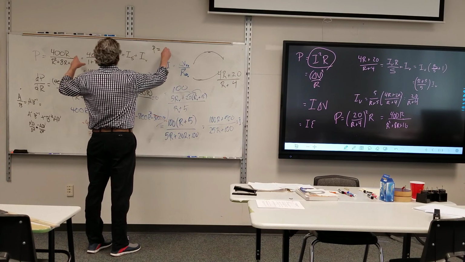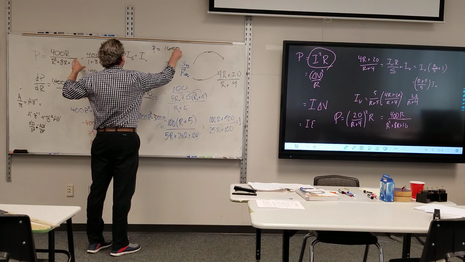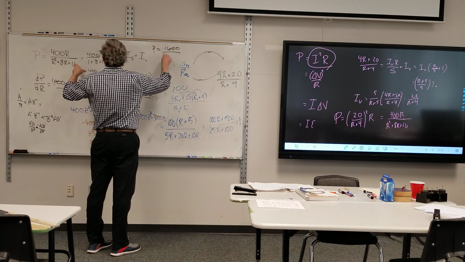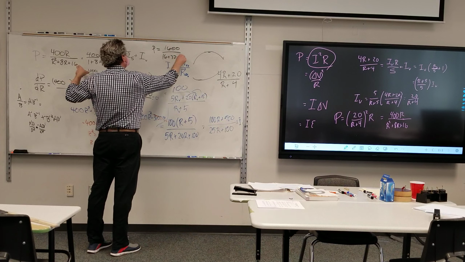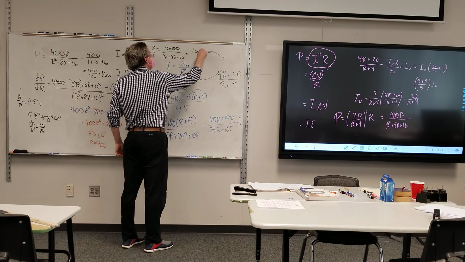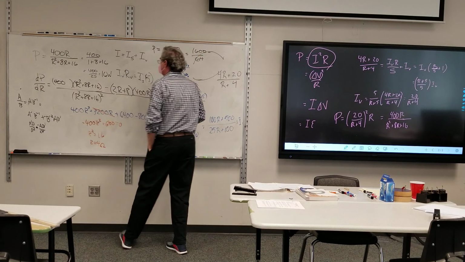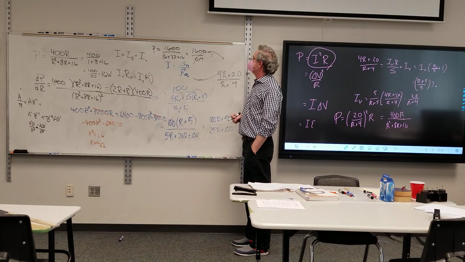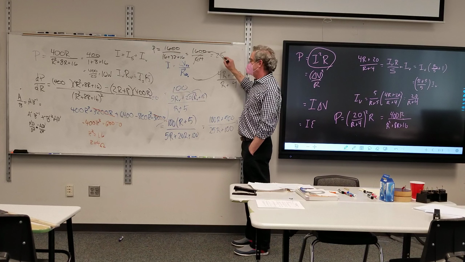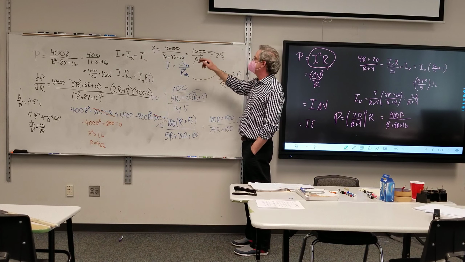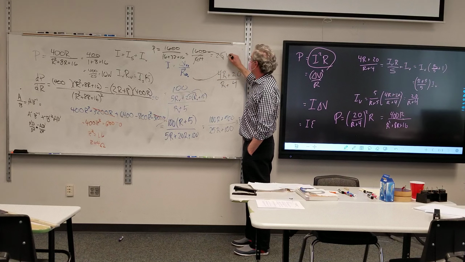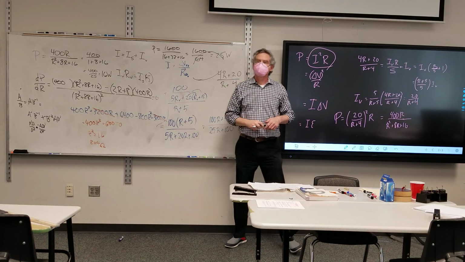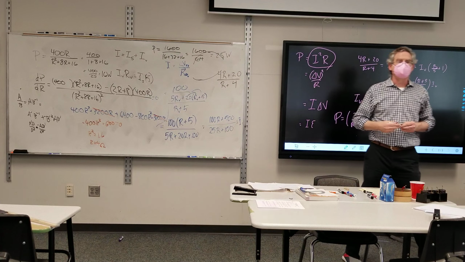If I stick the 4 in, I get 1600 over 16 plus 32 plus 16. So that's 1600 over 64. 25. We had 16 watts, and we got 25 watts, so that's a maximum. Oh, that makes perfect sense.